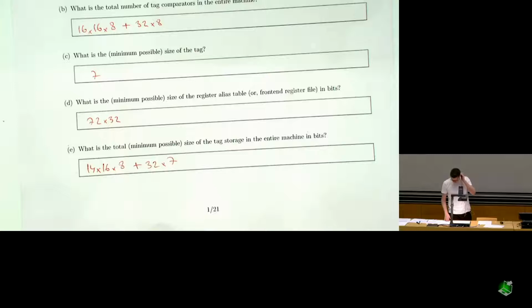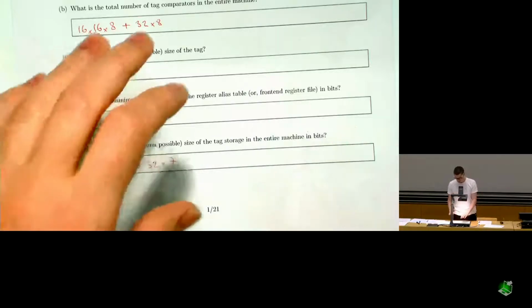I guess, is this correct? Is the total minimum size of tag storage in the entire machine in bits? Okay, yeah. Okay. Everything clear? I think that this was a relatively simple question. Now let's move to a more interesting one.